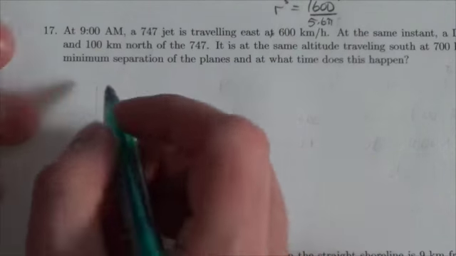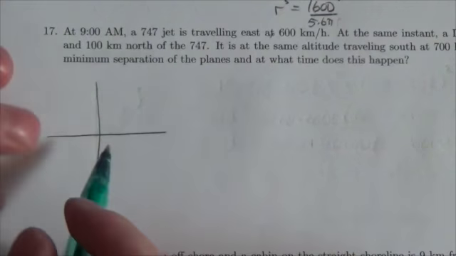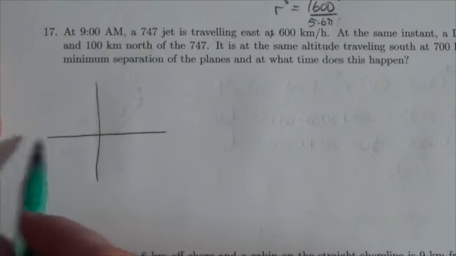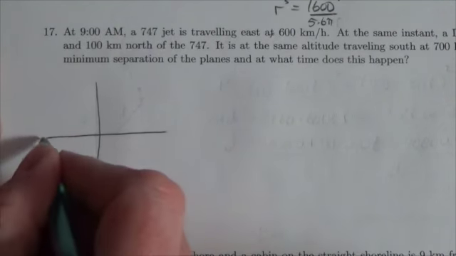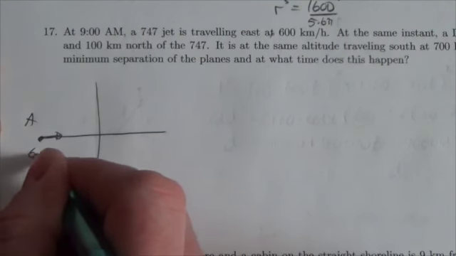So what we've got here is a jet, and it's going to be flying east here. So we might as well put it out here. Here's jet A, and it is flying east. Okay, it's 600 kilometers per hour.